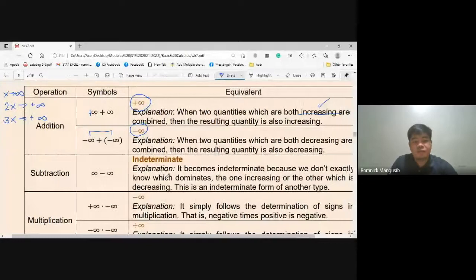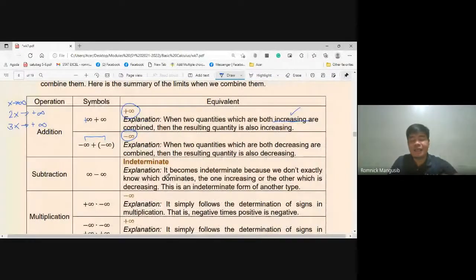Two positive infinities combining, the same behavior would mean magpe-prevail yung behavior na ginagawa nilang pareho. So, pareho silang positive, then positive infinity will prevail. Pareho silang decreasing, then negative infinity as well will happen.